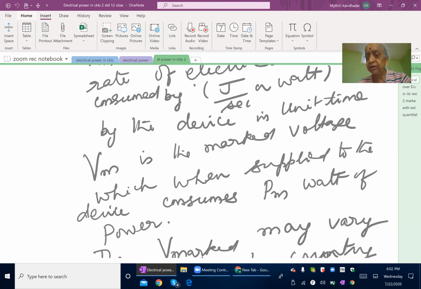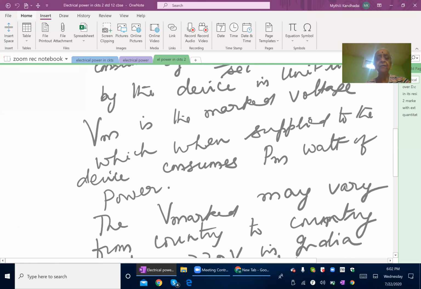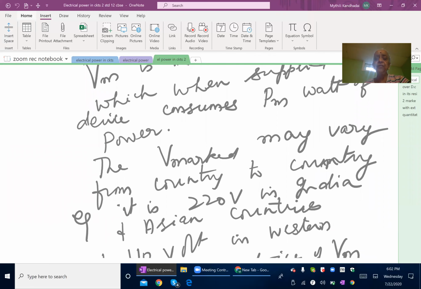For any other voltage greater than or less than the V marked, there will be a different power, and the different power may have different impacts and different disadvantages, as I am going to explain in the following paragraphs. The V marked may vary. V marked is 220 for the Indian scenario and mostly for Asian countries. That's what I saw on Google. The V marked may vary from country to country.